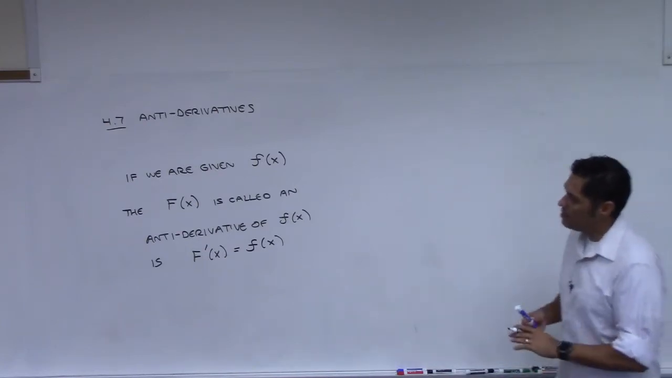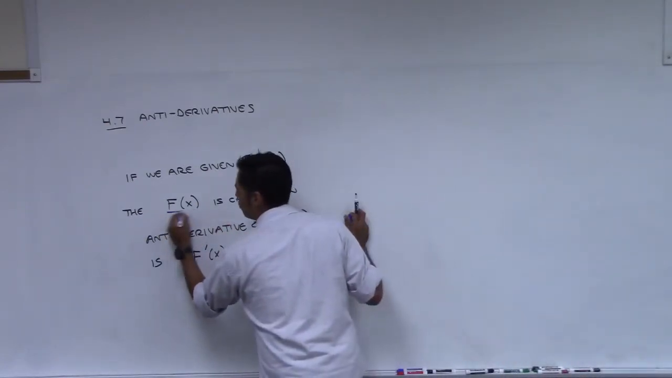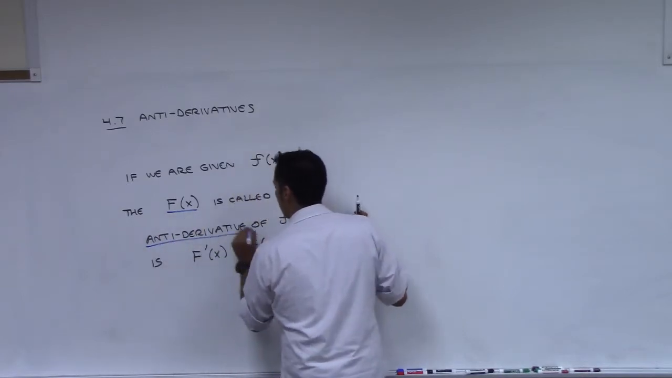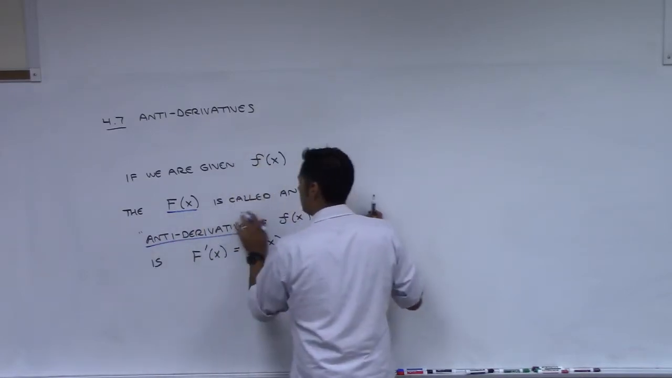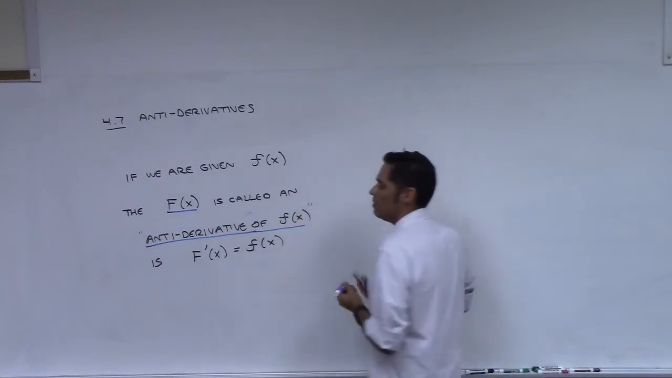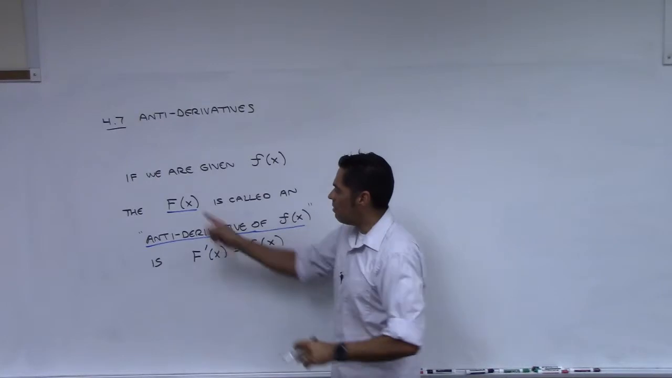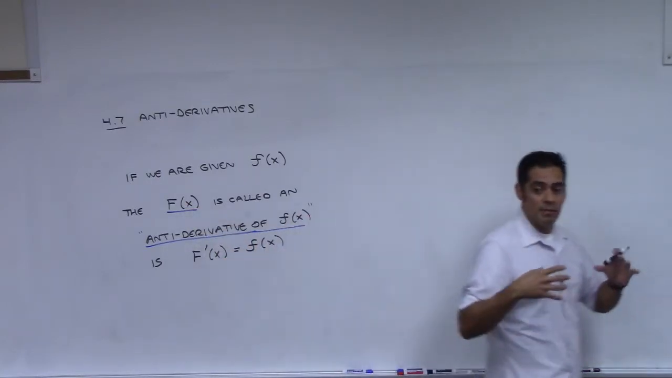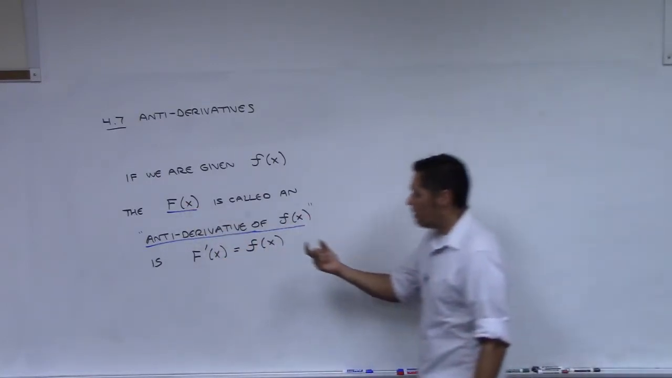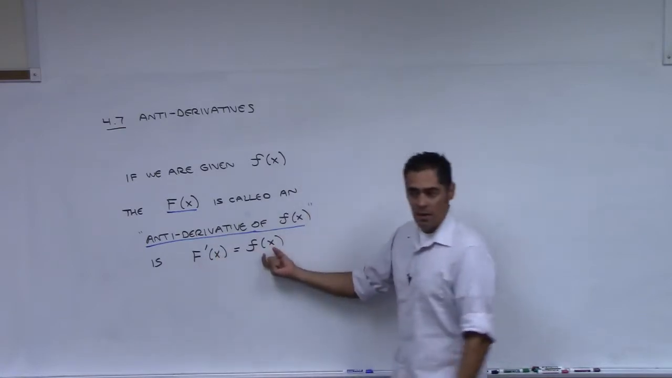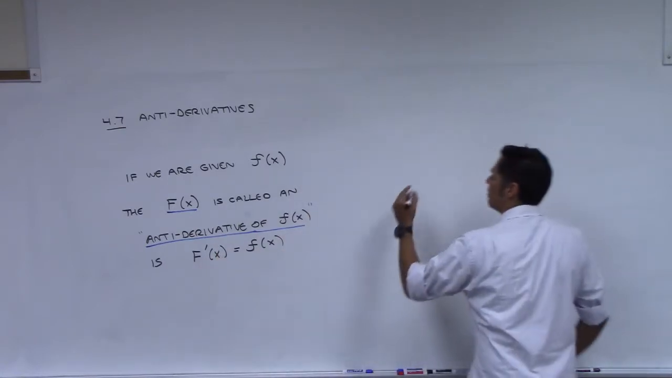So this right here is a definition. We are defining this function called capital F, and it's called the antiderivative. Well, the antiderivative of little f. All right, so the only condition that is required to be able to call capital F an antiderivative of little f is that if you take the derivative of capital F, you better get little f. All right?